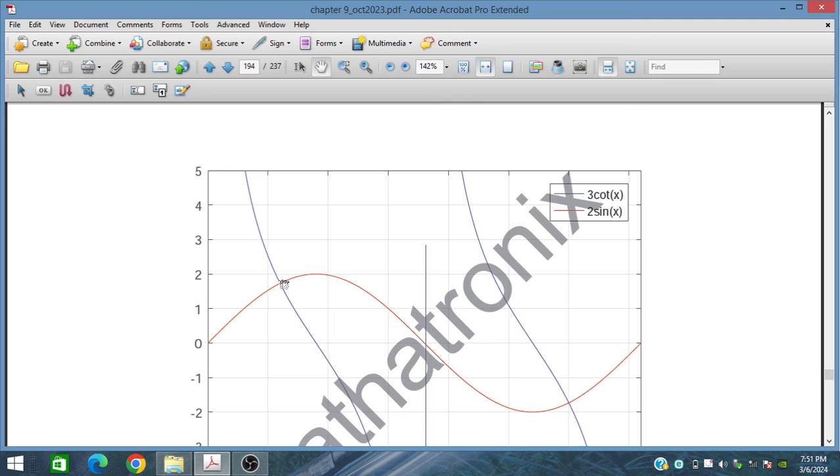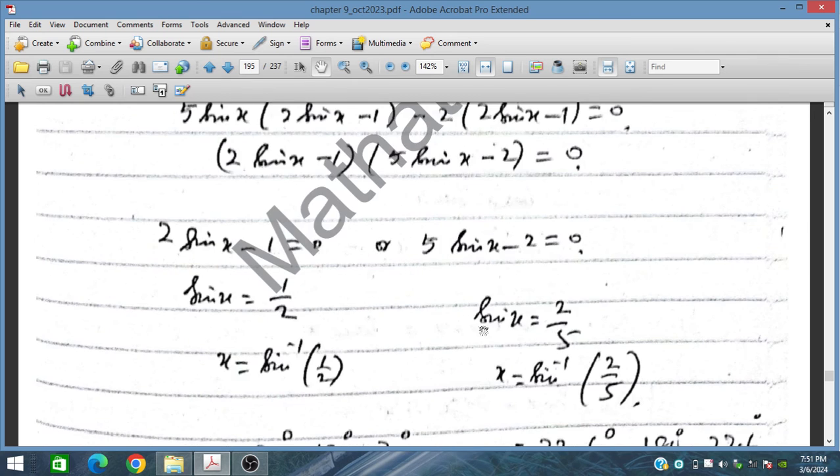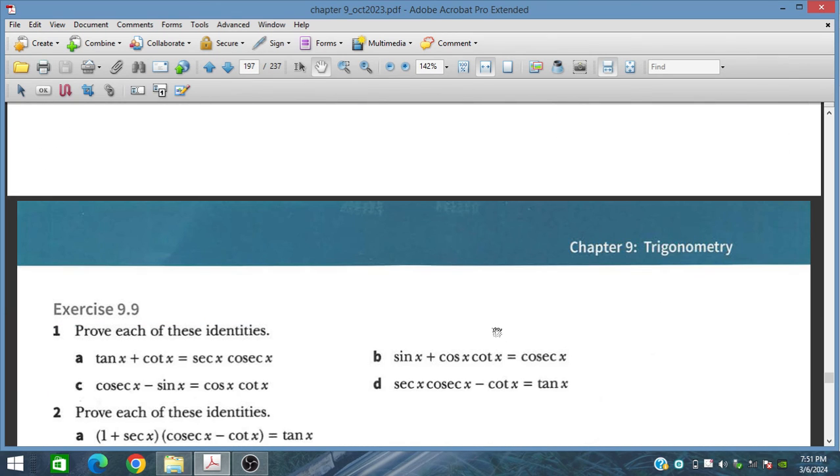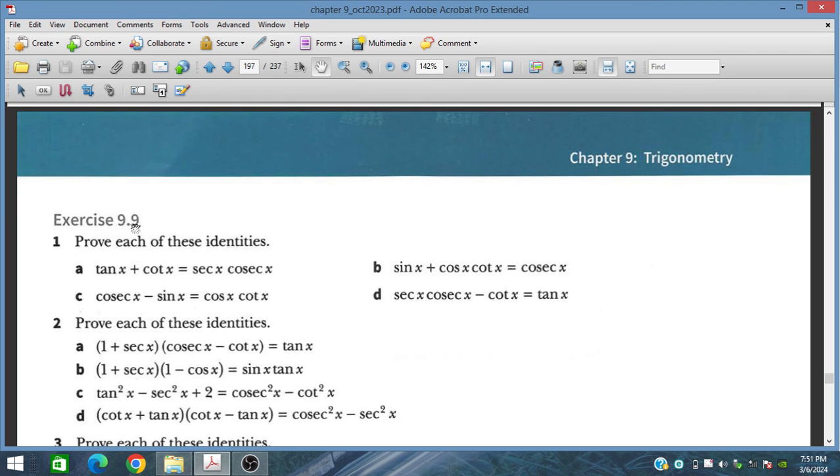With this and that we have this kind of plotting, cot x and sin x. Similarly, other questions can also be solved in a similar way. In the next session we will discuss exercise 9.8.